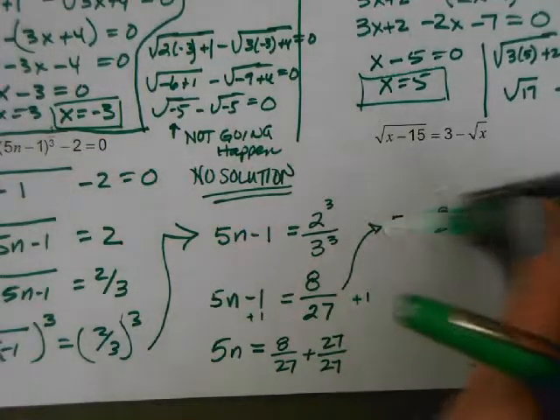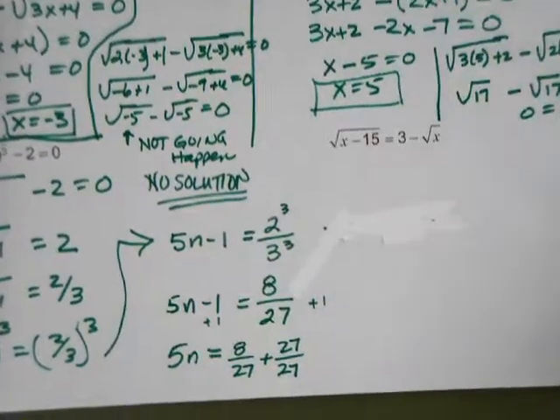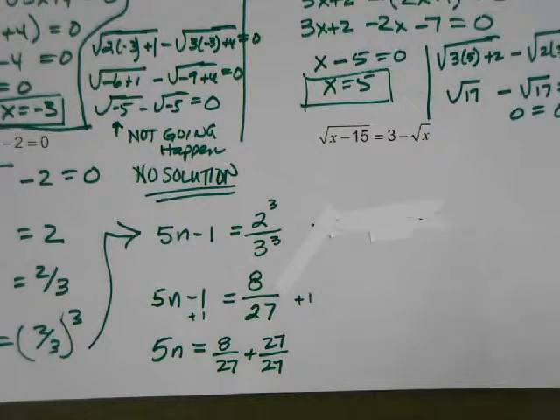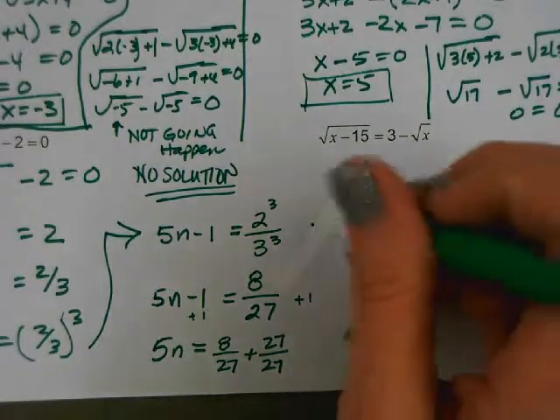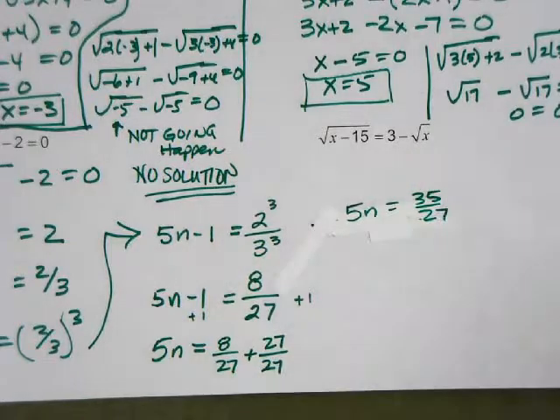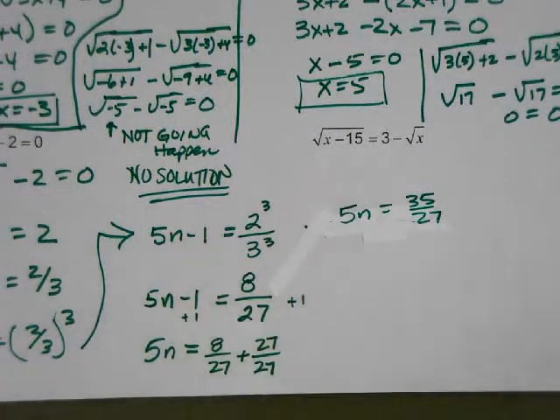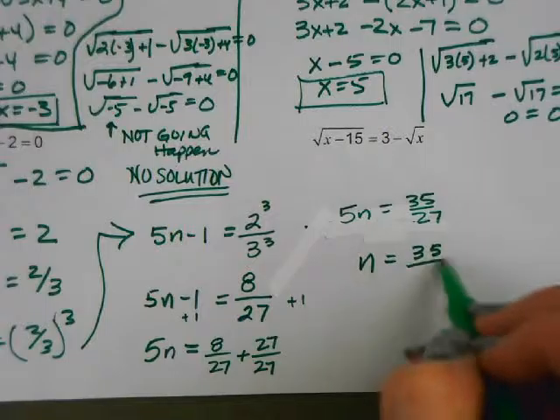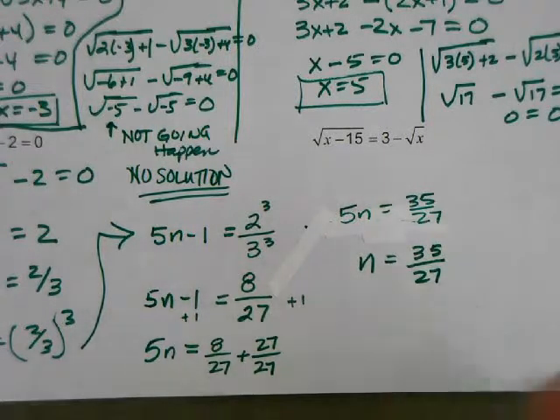Okay, so at this point, what's 8 plus 27? Anyone? 35, right. So then I'm going to get 5n equals 35 over 27. What would I need to do now to solve for n? Divide by 5. So I'm going to divide by 5. I have n equals 35 over 27, and I'm really multiplying by 1/5, right? Dividing by 5.